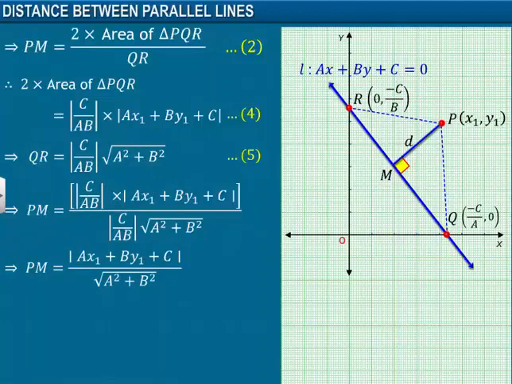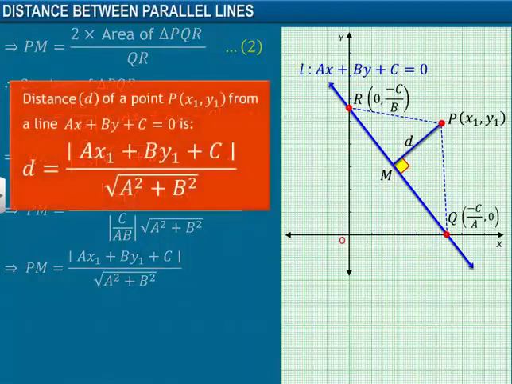Recall that PM is equal to the distance D from point P to line L. Thus, the distance D of a point (x1, y1) from a line Ax + By + C = 0 is given by modulus of Ax1 + By1 + C divided by square root of A squared plus B squared.